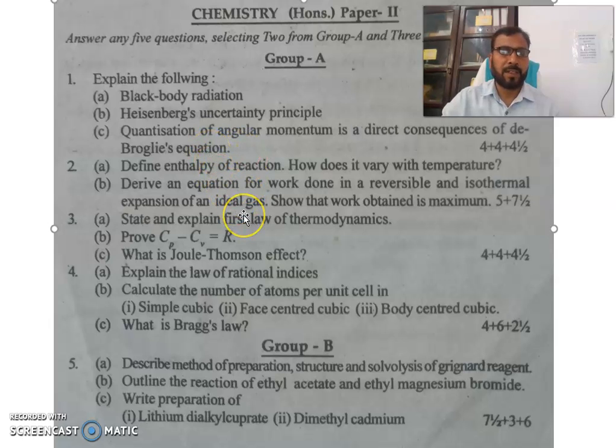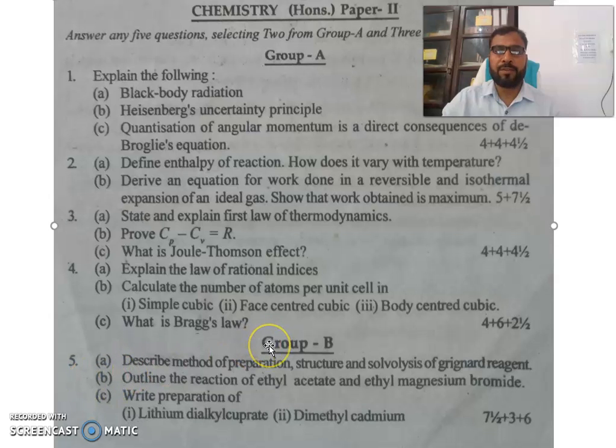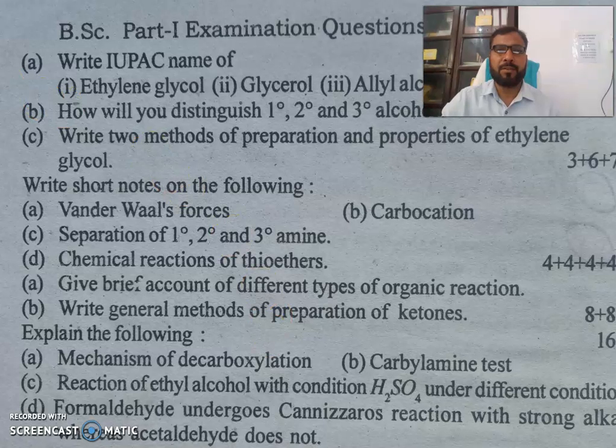Then you have group B. You have to select from group B 3 questions, like question 5, question 6, question 7, question 8 and question 9. So any 3, if you are selecting question 9, 8 and 7, or you are selecting 6, 7, 8, anyone. So any 3 you have to select from group B.